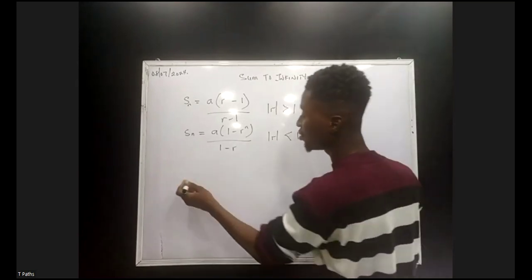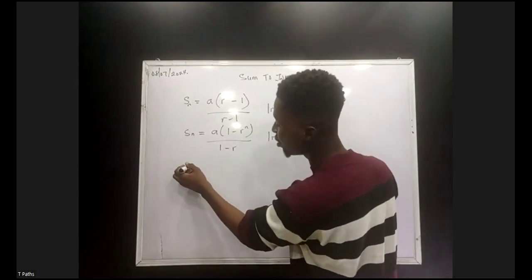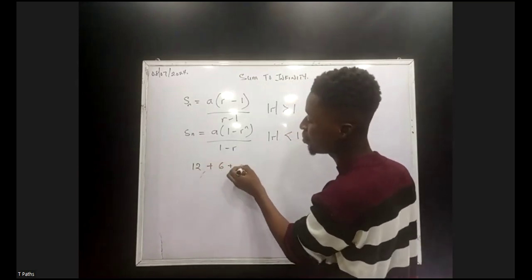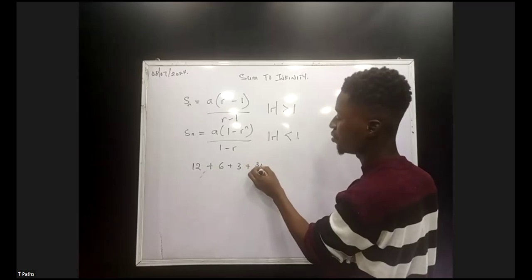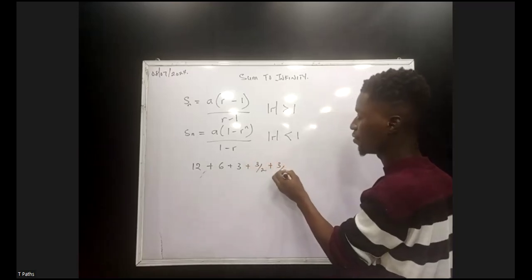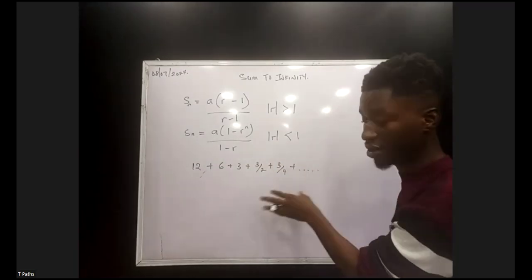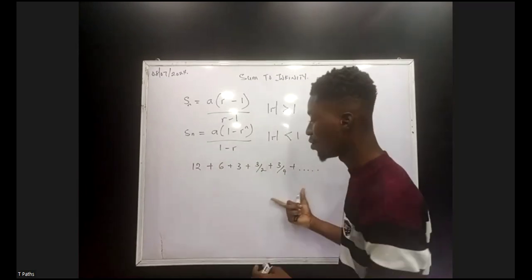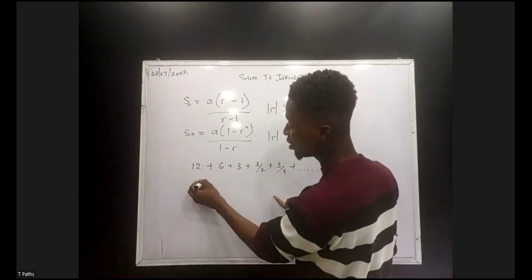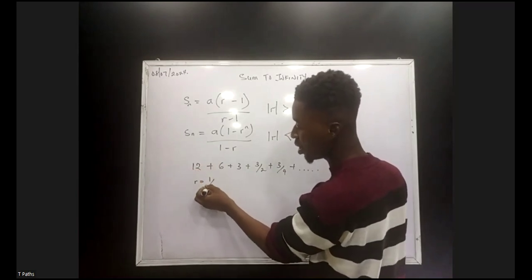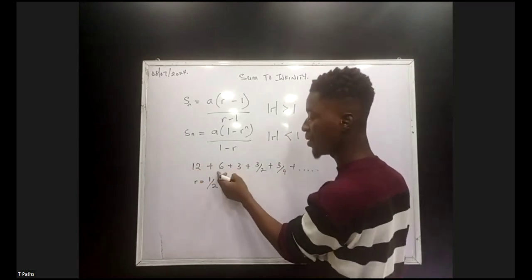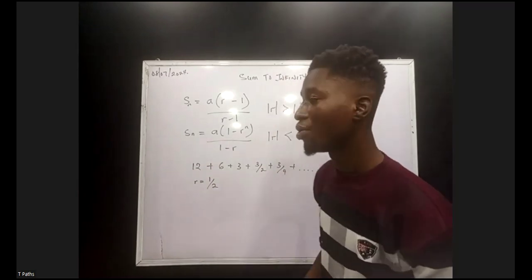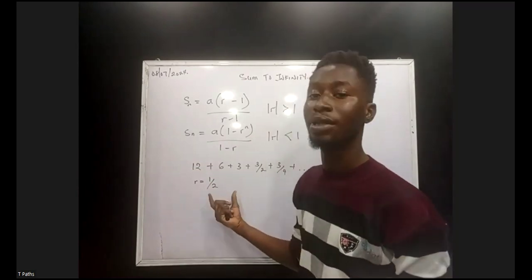Now, let's look at this geometric series. I have 12 plus 6 plus 3 plus 3 over 2 plus 3 over 4, and it goes on and on. If you look at this series, our r in this case is 6 divided by 12, which is 1 over 2. 3 divided by 6 is also 1 over 2. Our common ratio is 1 over 2.